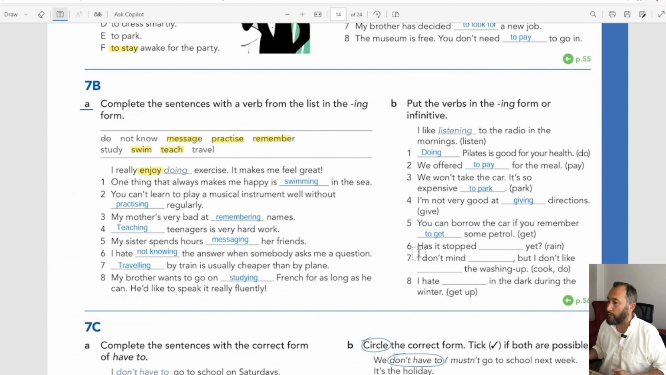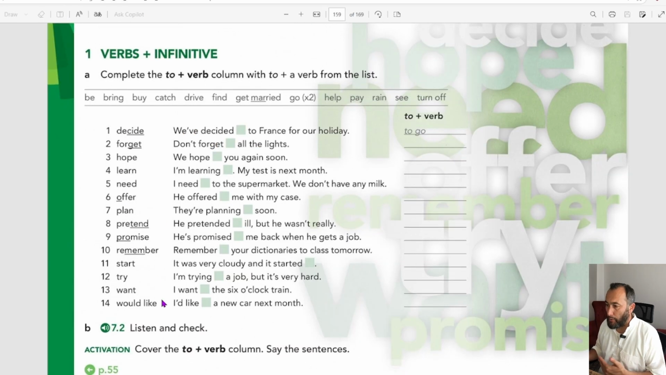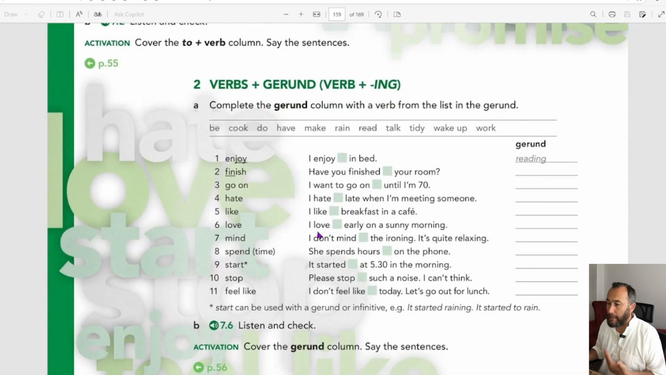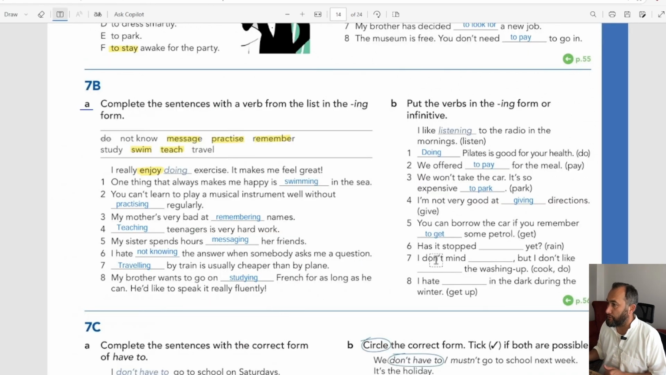Number 6, has it stopped? Stopped comes with ing, number 10. So has it stopped raining? We can also use, by the way, stop with to plus infinitive, but it will have a different meaning. We're going to learn this in level 4, guys. So stop, we're going to use with ing, which is gerund. So has it stopped raining yet?